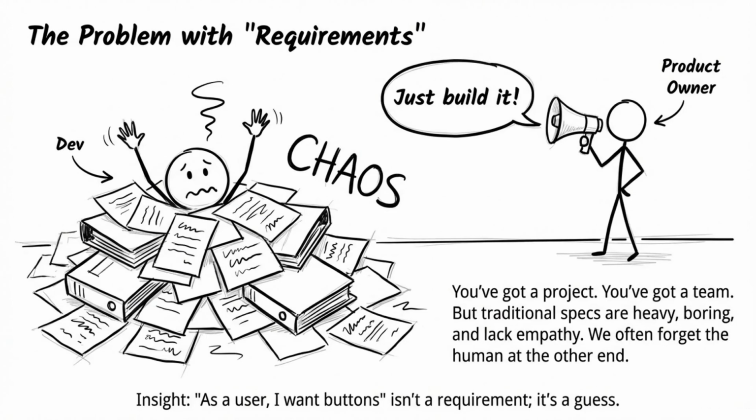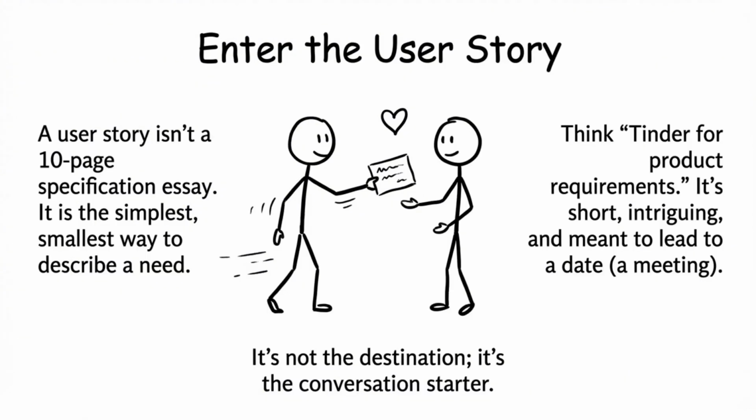Here's the problem. We say requirements, but honestly, it's usually just total chaos. Look at the dev. They're literally drowning in binders, and the PO is just yelling, "Build it." The thing is, these specs, they're heavy and, well, they lack empathy. We forget the human at the other end. I mean, saying "I want buttons" isn't really a requirement. It's just a guess.